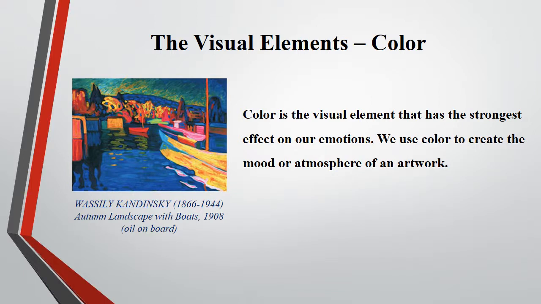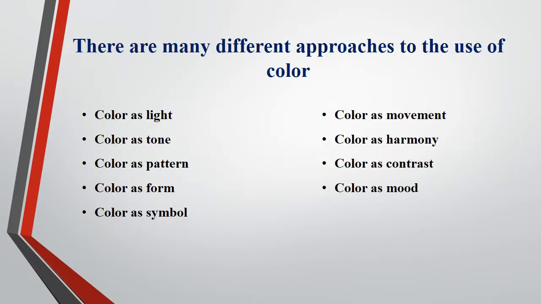Color is the visual element that has the strongest effect on our emotions. We use color to create the mood or atmosphere of an artwork. There are many different approaches to the use of color. Color is light, color is tone, color is pattern, color is form, color is symbol, color is movement, color is harmony, color is contrast, and color is mood.